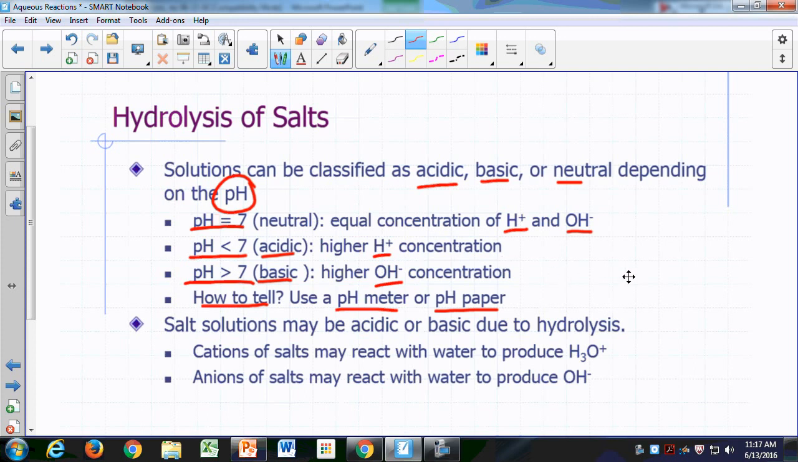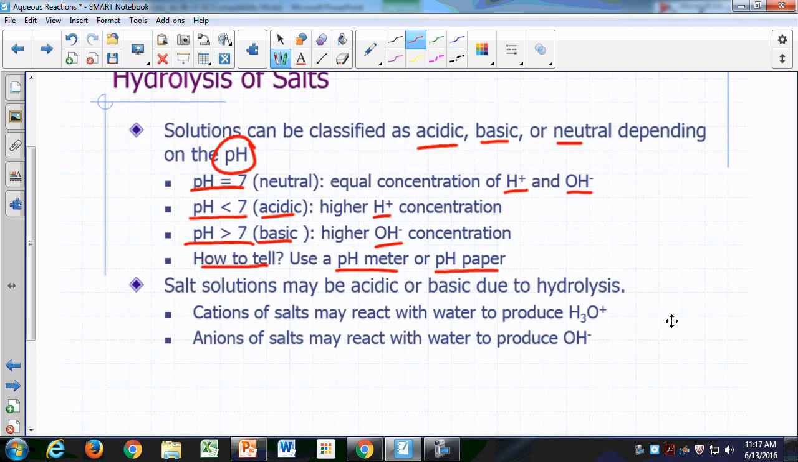Now, one thing you'll find when you measure pH of solutions is that salt solutions could turn out to be either acidic or basic. And the way you explain why a salt solution might be acidic or basic is we say that the ions in that salt solution must be reacting with water, and in the process of that reaction, you produce either more hydronium ions, or H plus, or hydroxide ions.